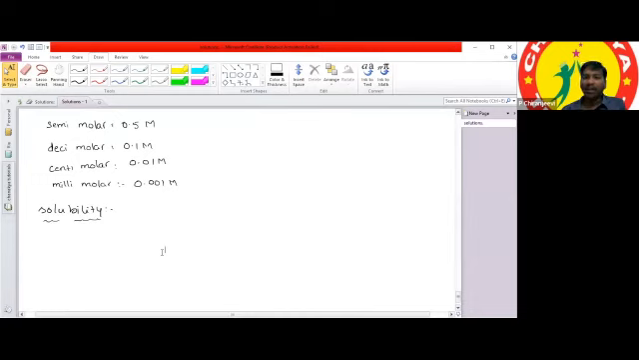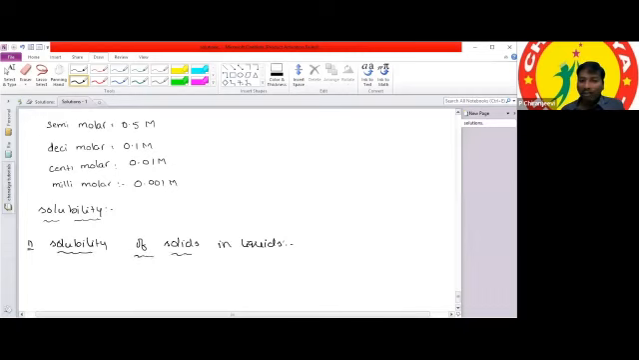Again, based on the solubility, we have different terms. What are they here? Solubility of gases in liquids and solubility of solids in liquids. Now, first we are going to discuss solubility of solids in liquids.